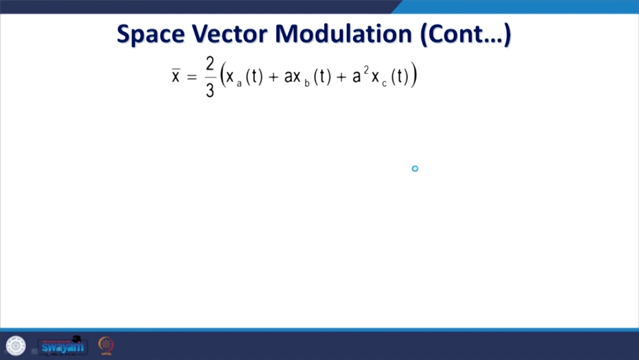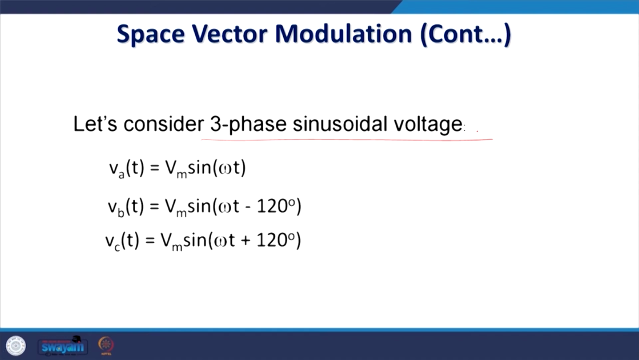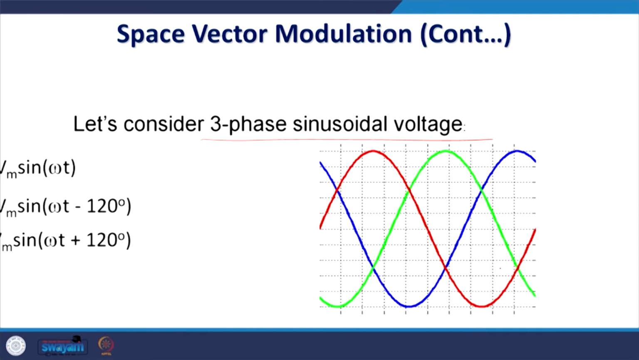Now, let us consider 3 phase sinusoidal voltages. There you know that we have sin omega t, sin omega t minus 120 degrees, and sin omega t plus 120 degrees, and we require this kind of waveform to be generated by the PWM technique.